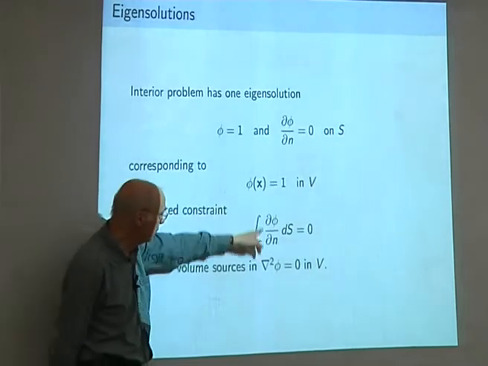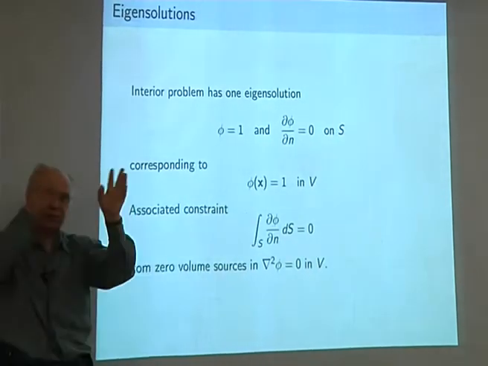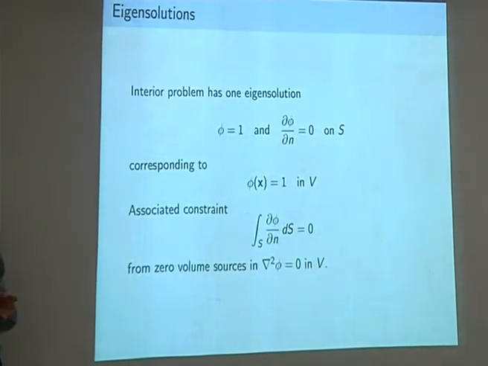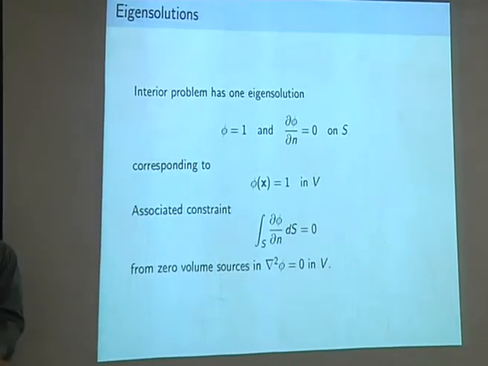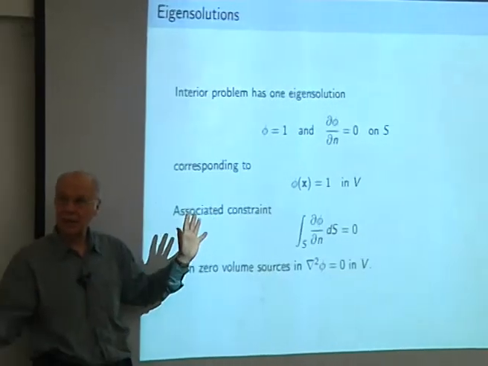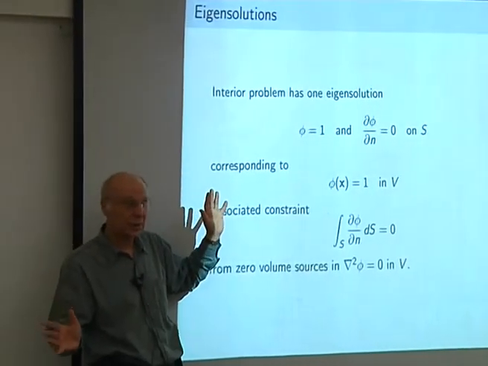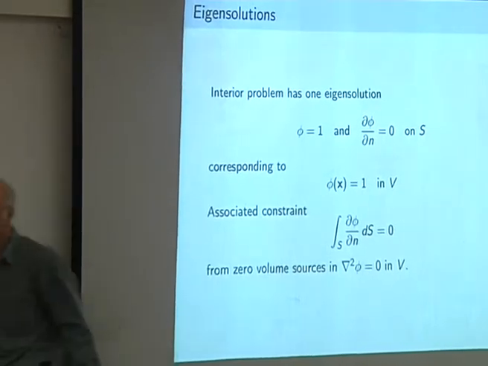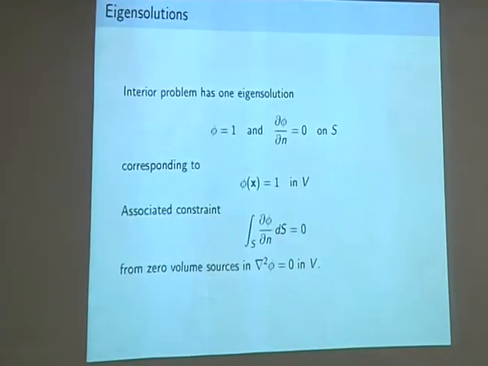So there's an eigenvector, 1 everywhere on the boundary, and there's an adjoint eigenvector, which corresponds to saying del squared phi equals 0: there are no sources in the interior for phi, and therefore nothing can go out of the boundary, so the integral around the boundary of the flux out has to add up to 0. So this is a constraint. You have to know about eigensolutions.